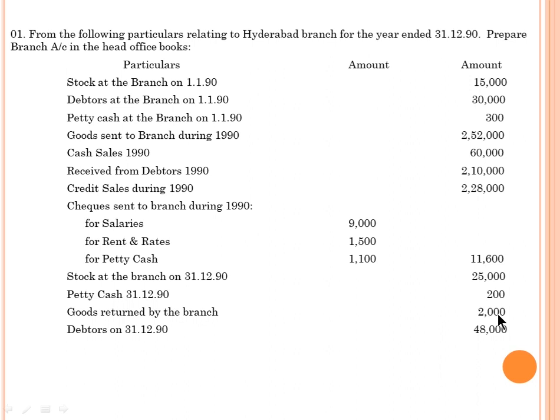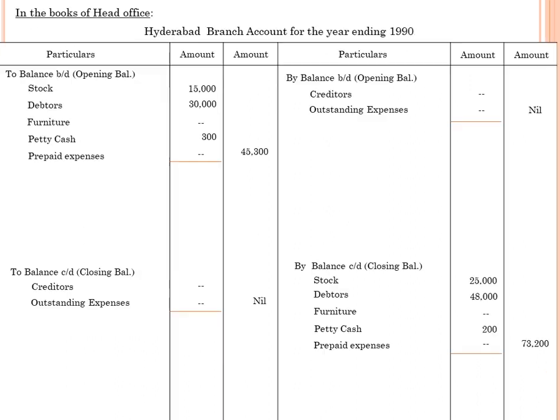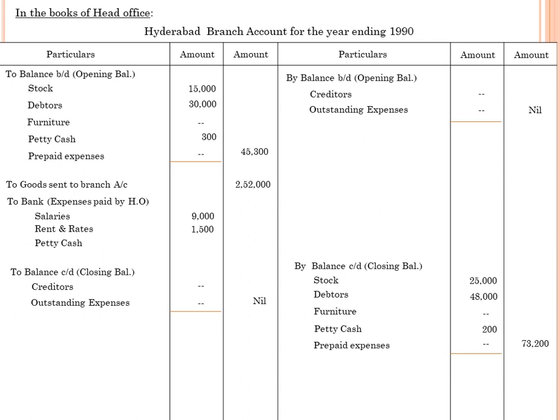Now we move on to the branch account. To goods sent to branch, 2,52,000. To bank, expenses paid by head office, one by one. Salaries, 9,000. Rent and rates, 1,500. Petty cash, 1,100. Find the total. Put the outer column, 11,600.